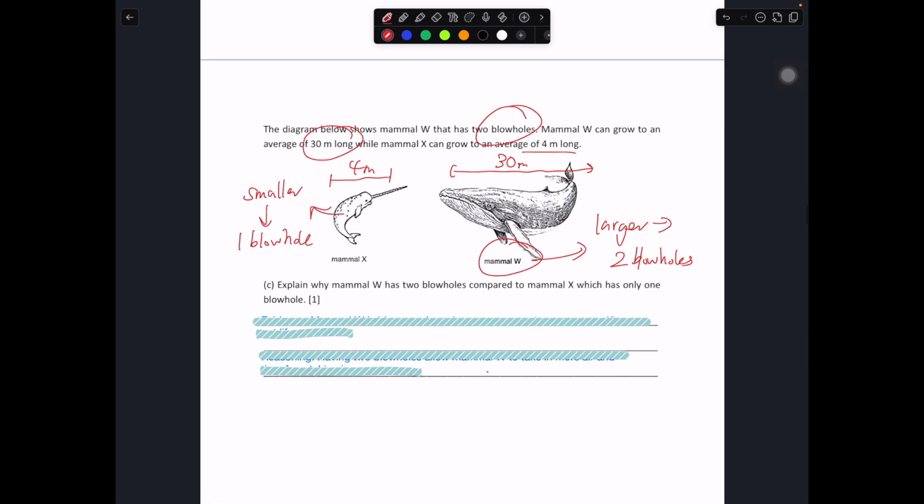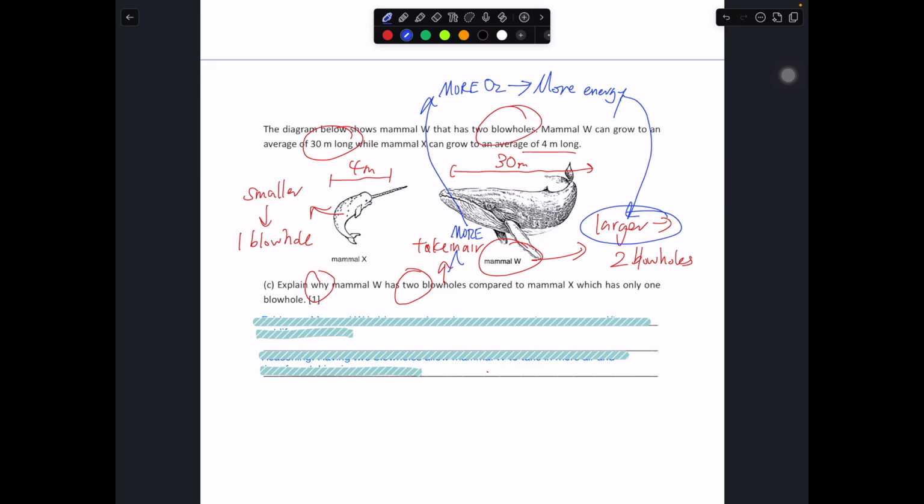Okay, so why need to have 2? You recall the function of the blowhole. The function of the blowhole is to take in air. So then explain why. If you have 2 blowholes, you can take in more air. More air to do what? How come W will need more air as compared to X? Because more air means more oxygen. More oxygen means more energy. Then how come W needs more energy? Because it is way larger.